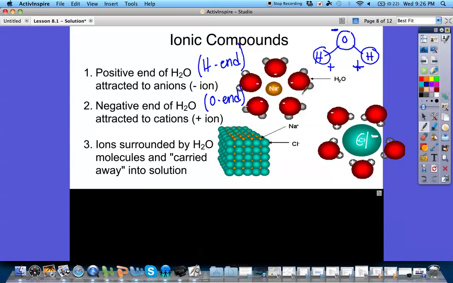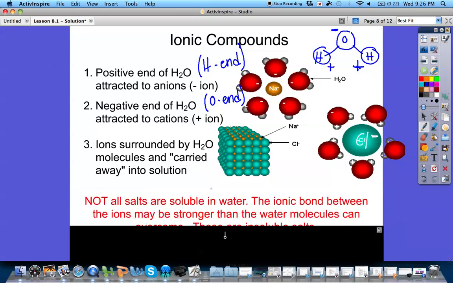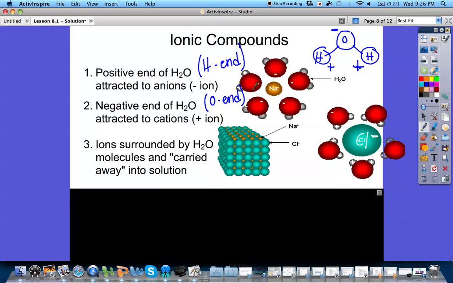Once the water molecules have surrounded the ions, it carries the ions into solution. This is the process for your ionic compounds. They are going to separate. The ions are going to separate and then dissolve following those three steps that we talked about.